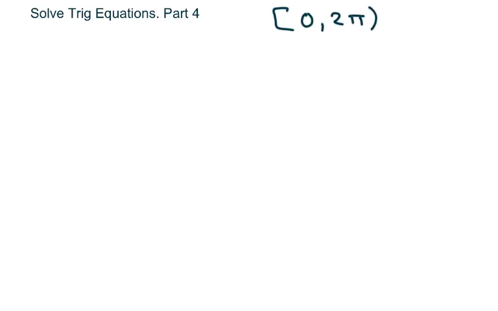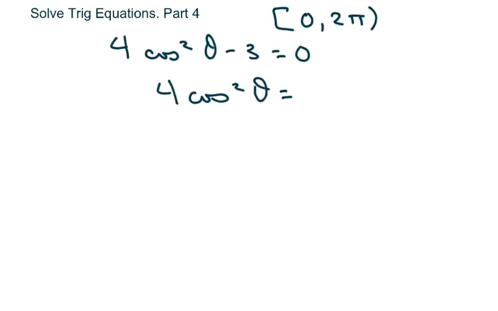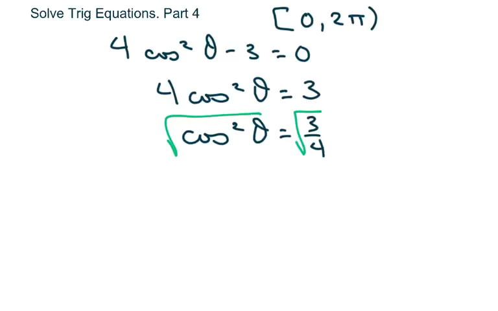The first one we have is 4 times cosine squared of theta minus 3 equals 0. You're going to solve for cosine. So I added 3 to both sides, divide both sides by 4, and then square root both sides. Don't forget, when you square root both sides, put the plus and the minus. So you get cosine of theta equals plus or minus square root of 3 over 2.